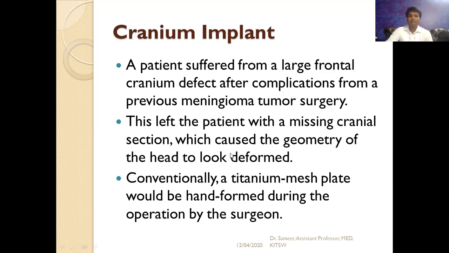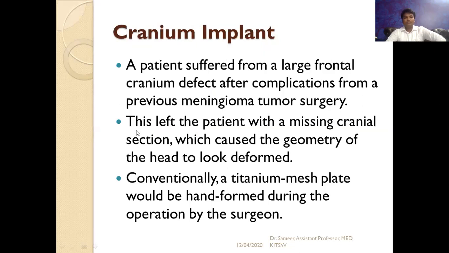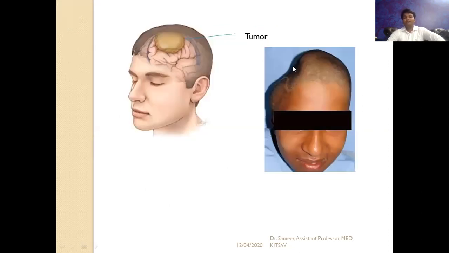A patient suffered from a large frontal cranium defect after complications from a previous meningioma tumor surgery. We can see here, this is a tumor. Now this tumor has to be removed, and when the tumor is removed by surgery, the skull is deformed. This has caused the defect. This left the patient with a missing cranial section. Now the skull is missing here. You can see the deformation, the defect here.